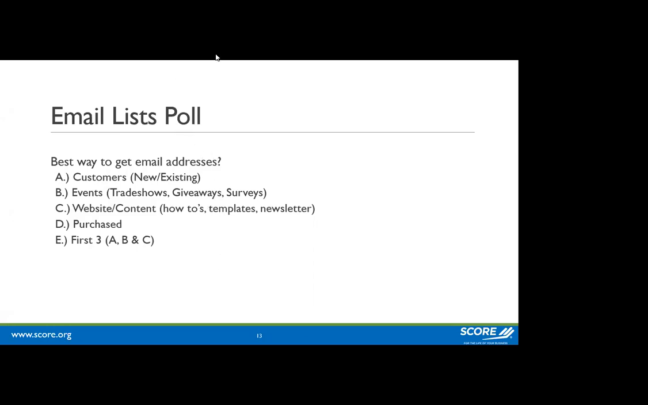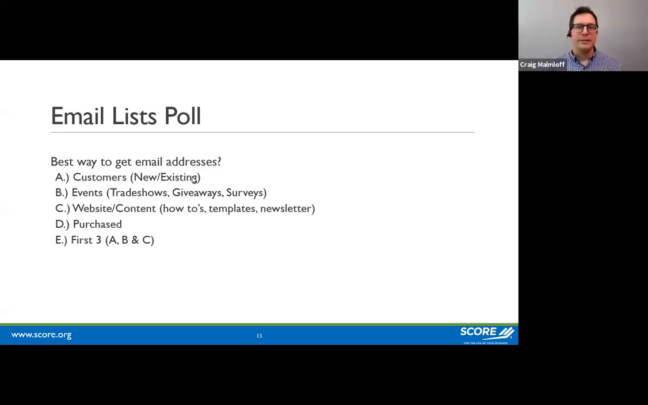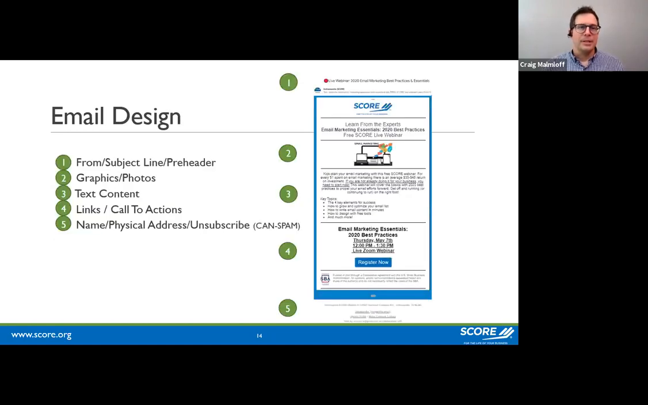All right, moving on here. Email design. You can see an example here of a SCORE email. There are 5 main parts to an email design. You have your from, your subject line, your pre-header, graphics and photos, your text content, links and calls to action, name, physical address, and unsubscribe. It's called CAN-SPAM. We'll talk about that as well.